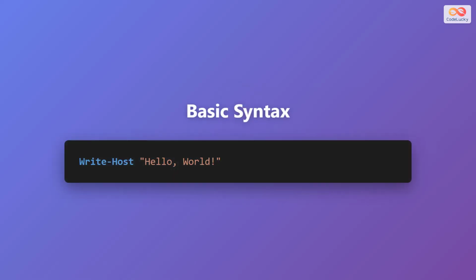The basic syntax of Write-Host is straightforward. You simply type Write-Host followed by the text you want to display, enclosed in double quotes. For example, Write-Host "hello, world!" will display the message hello, world! on your console. This is the simplest form of the cmdlet, and it's all you need to start displaying messages to your users.